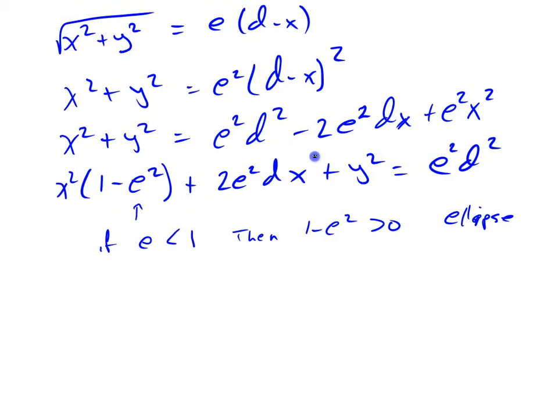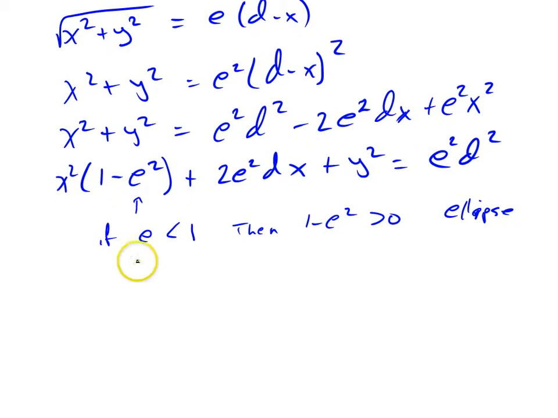Well, if e equals 1, then 1 minus e squared is equal to 0. And what we have here is a 0 in front of the x squared. This is not quadratic in x anymore. This is only linear in x and quadratic in y. What we're getting here is a sideways parabola. Right? That x squared term goes away.